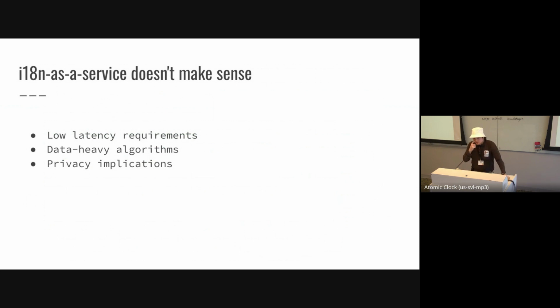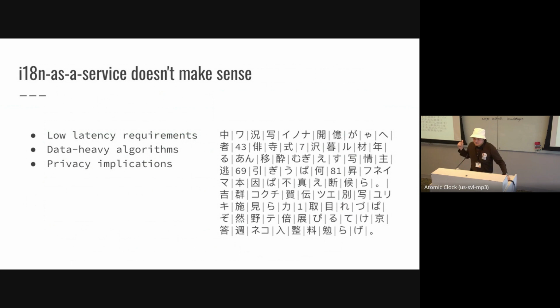A third is privacy implications, especially with a lot of the latest changes to the regulatory environment. We can't send user data to some random service just to get ICU to do date formatting or segmentation. You can imagine, for example, taking this block of text that I showed you earlier and sending it to some server to do the segmentation, and then it comes back. That just doesn't work. No one's going to actually use this, because it's high latency, it requires a lot of data, and it invades privacy. So ICU as a service doesn't make sense.